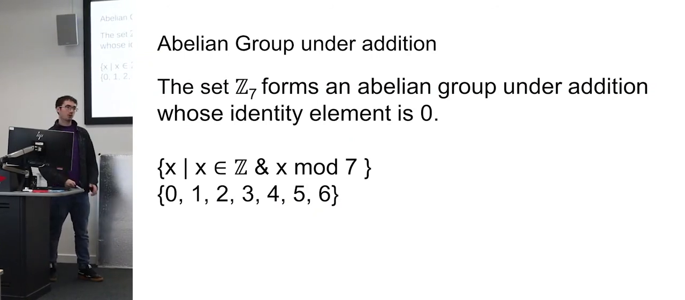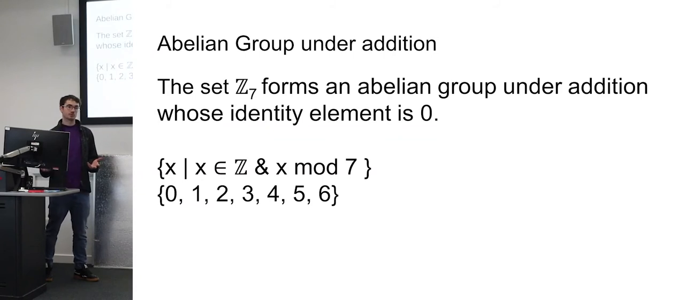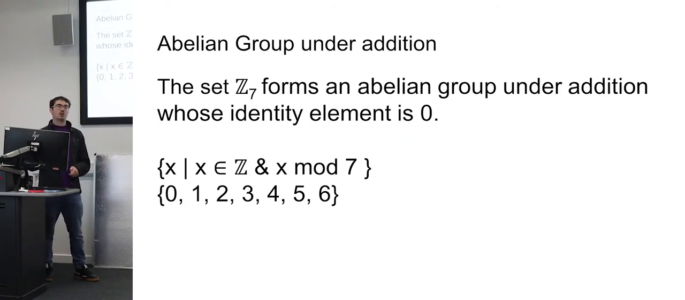Because you can satisfy all those properties. So for example, commutativity, like 2 plus 3 is the same as 3 plus 2. Closure, all the elements are in the set.